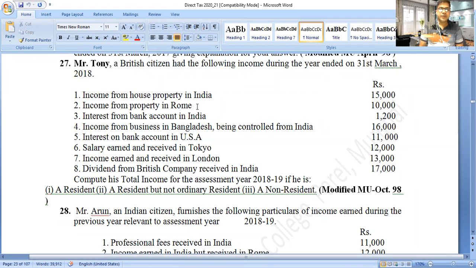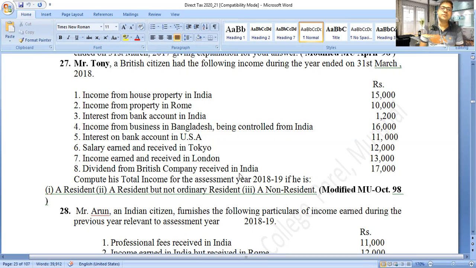Next, fifth number, interest on bank account in USA. The condition number 4, income received and arising outside India, taxable only to ROR. Sixth number, salary earned and received in Tokyo. Tokyo is a city in Japan. It means income generated and received outside India. Again, fourth number rule, taxable only to ROR. It is not taxable to RNOR and NR. Income earned and received in London. Again, outside India, taxable only to ROR. It is not taxable to RNOR and NR.